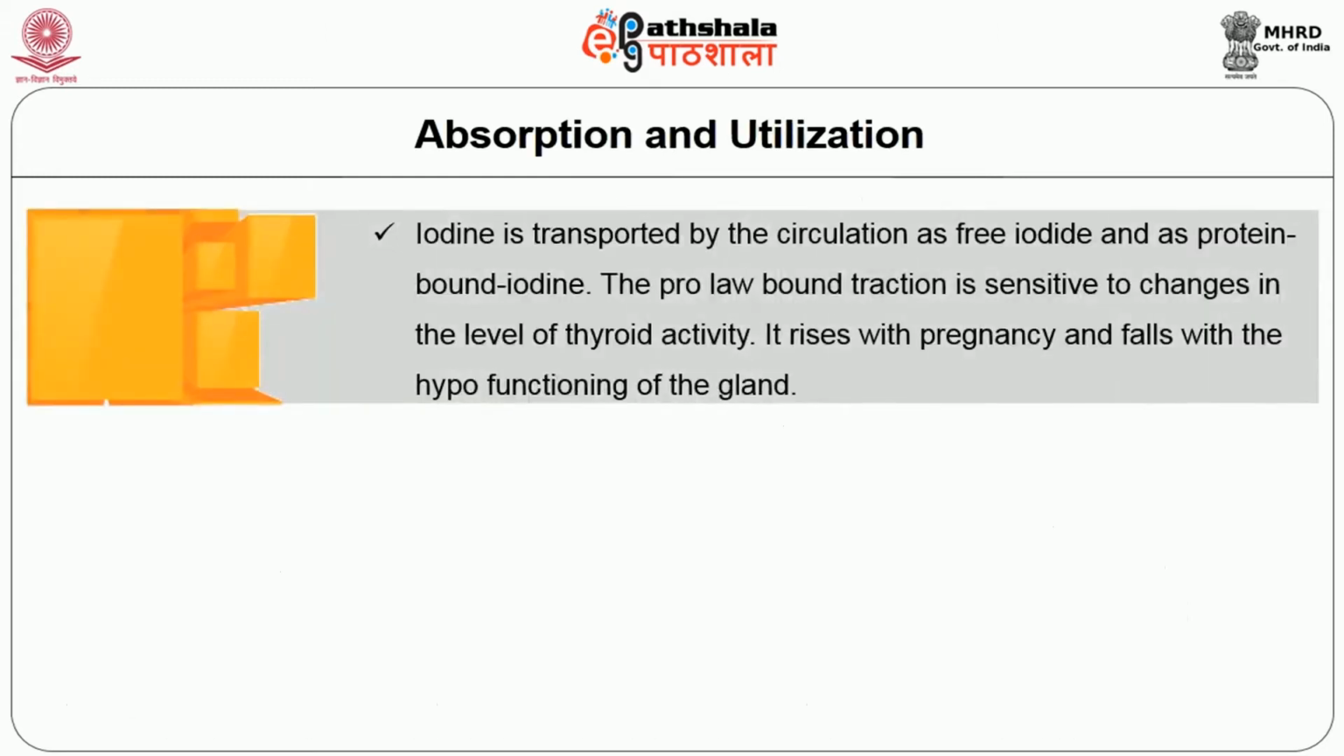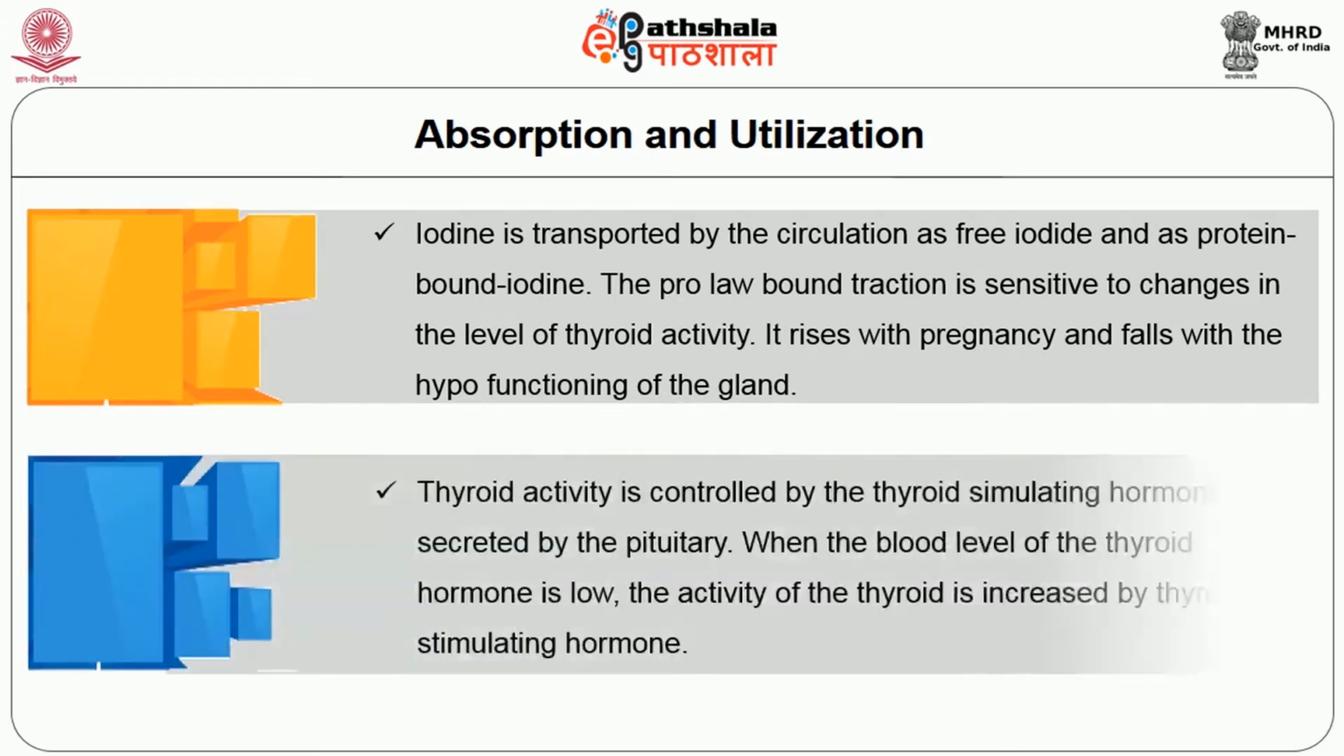Iodine is transported by the circulation as free iodide and as protein-bound iodine. The protein-bound fraction is sensitive to changes in the level of thyroid activity. It rises with pregnancy and falls with the hypofunctioning of the gland. Thyroid activity is controlled by the thyroid stimulating hormone secreted by the pituitary. When the blood level of the thyroid hormone is low, the activity of the thyroid is increased by thyroid stimulating hormone.